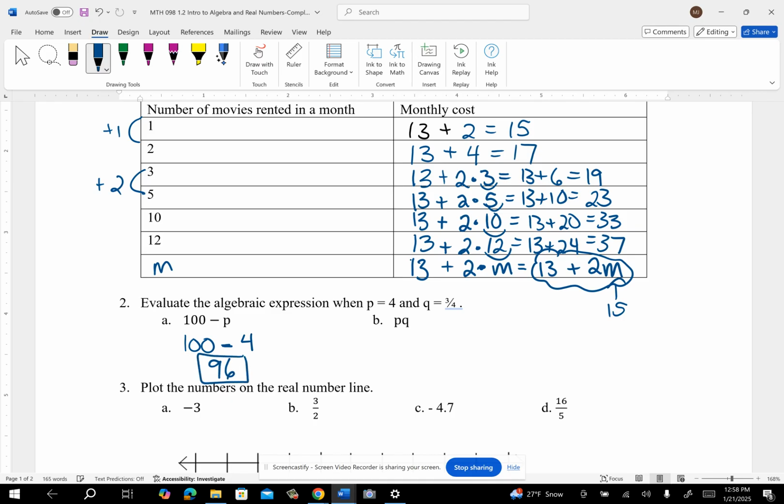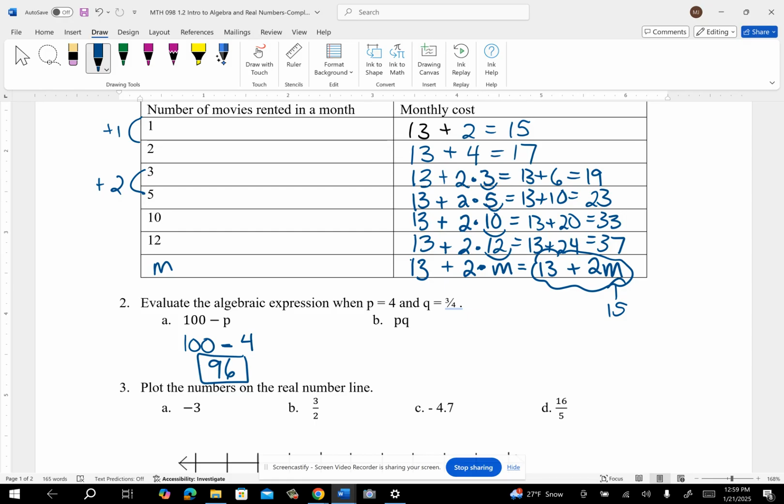We don't know the context. It could have been how much change you would get for a $100 bill if you bought something that was $4. You would get $96 in change. We don't know the context. We're just evaluating the expression.